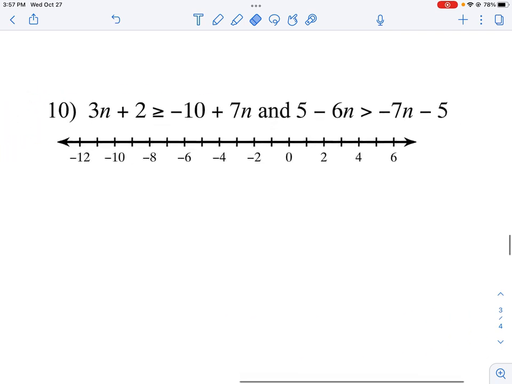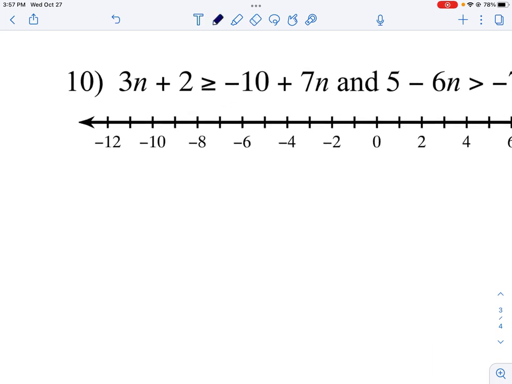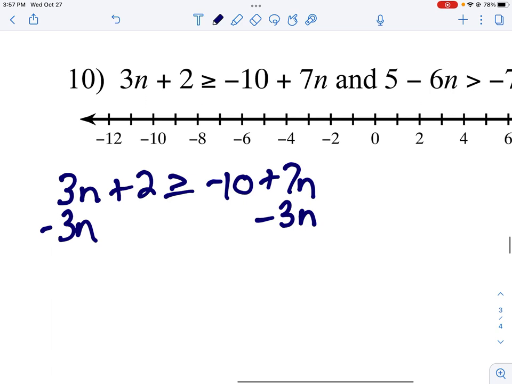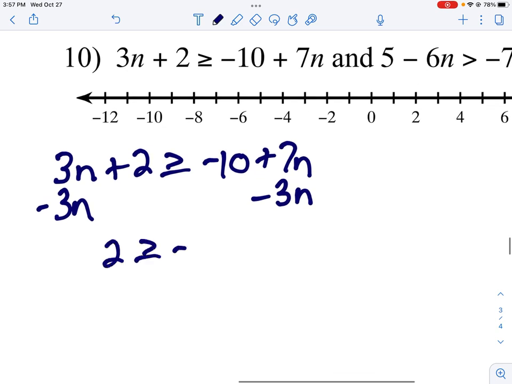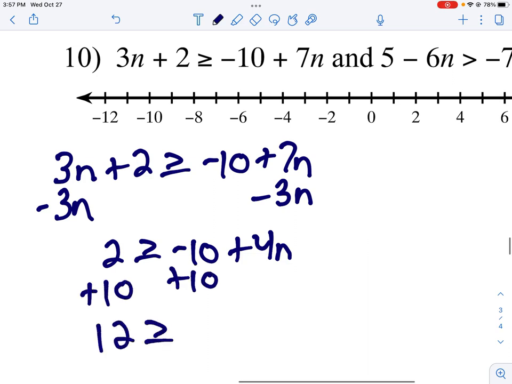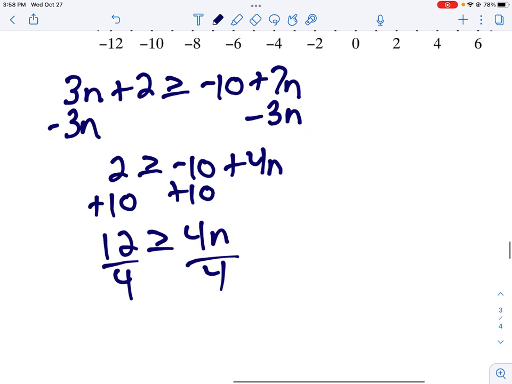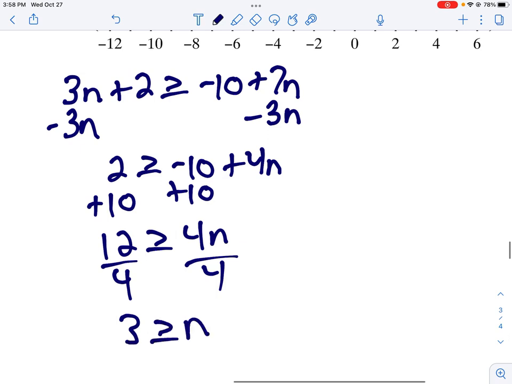All right, 10. 10 is a break apart one. It's already broken apart, so that makes our life 10 times easier. So we have 3n plus 2 is greater than or equal to -10n plus 7n. And then we have 4n, then we're going to add 10. So we get 12 is greater than or equal to 4n. Divide by 4. So you get 3 is greater than or equal to n.